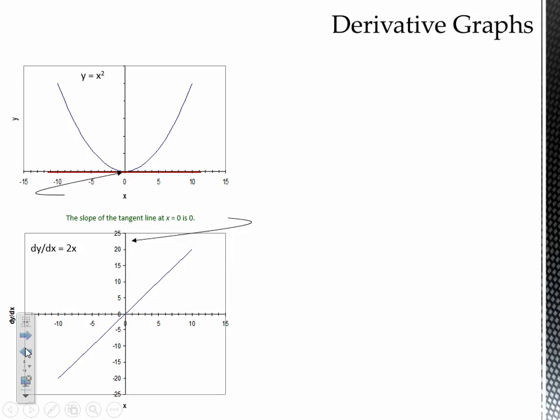Decreasing? Yeah. Since this is decreasing, all of these tangent lines have negative slope, which is why we have negative values here. What's happening on the right side of our graph? We are increasing, so all of these tangent lines are going to have positive slope, which means we are positive on our derivative.